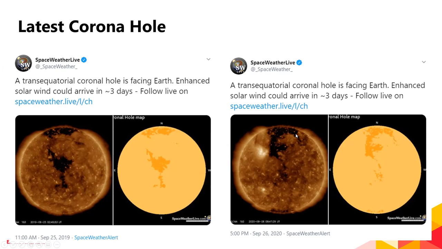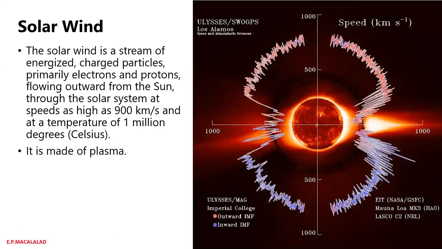You will notice also here that most of the coronal holes are at the solar poles, but sometimes they could also appear along the equator, always facing the Earth. So this is your background solar. This picture shows the relative speeds of solar wind. Solar wind is a stream of energized charged particles flowing outward from the sun, usually at speeds of about 300 to 500 kilometers per second, and can be as fast as about 900 kilometers per second. This is very, very fast.